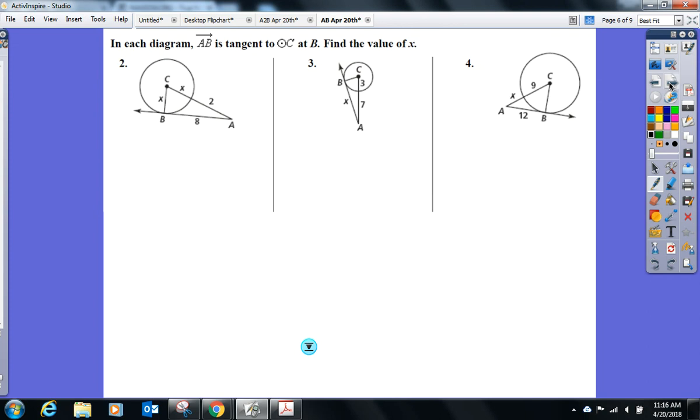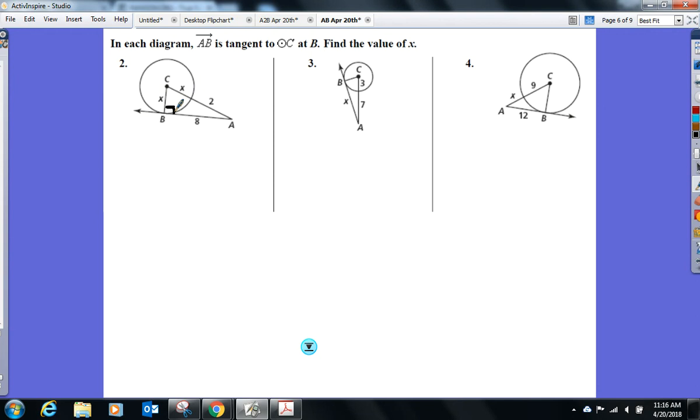In every diagram, AB is tangent to circle C. You guys see where the right angle would be in this diagram? Name the angle that's a right angle. B, yep. So you have a right triangle, a little Pythag. Name a leg: 8 squared plus the other leg, x squared. How about the hypotenuse? I'm going to write x plus 2, squared.